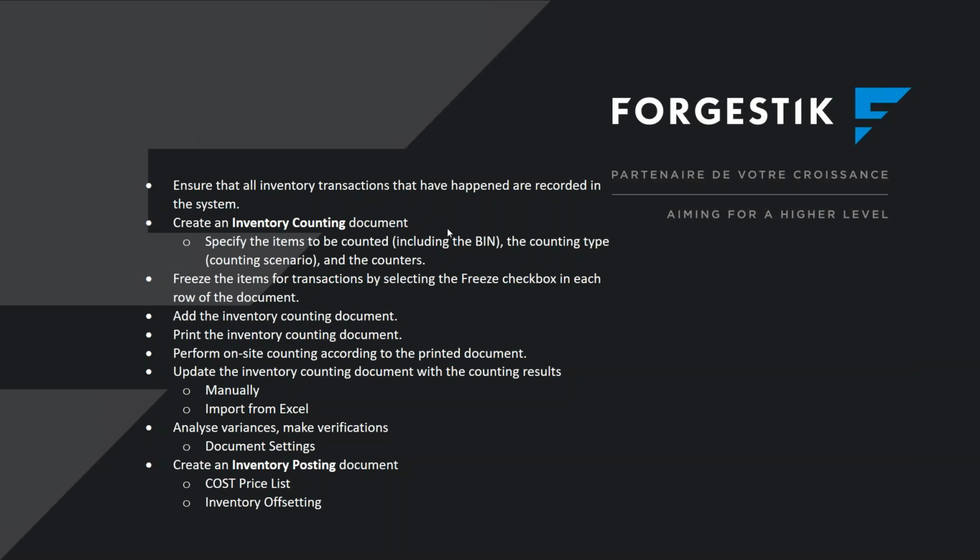It's just a list, and it can include the bin also, the counting type, individual or in team, and the name of the counters. Then we freeze the items so that we make sure that no one will do any transfer or any deliveries. We add the inventory counting document, and then we print the inventory counting document.